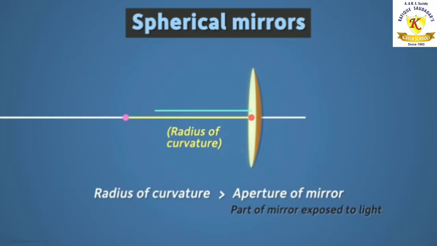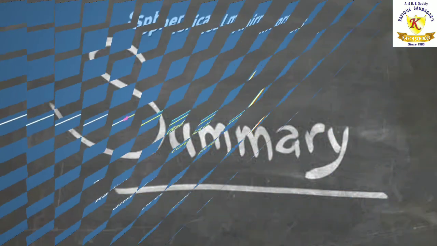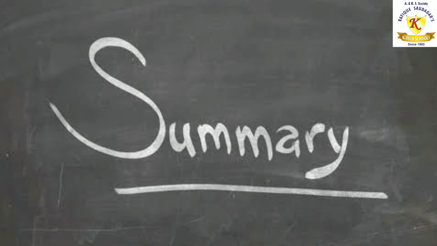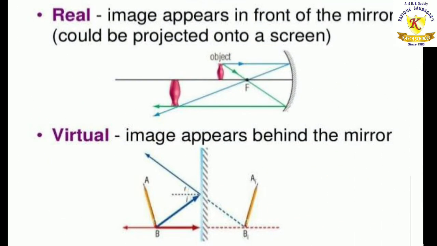I hope you all have understood the types of mirrors and the concept is clear to you all. Isn't it? Okay, children. Now, let us quickly summarize what we have learned in today's session. So, the real image. A real image appears in front of the mirror and could be projected onto a screen, as you can see in this figure. Virtual image. It appears behind the mirror. Look at this figure. So from this you can see the difference between real and virtual images.